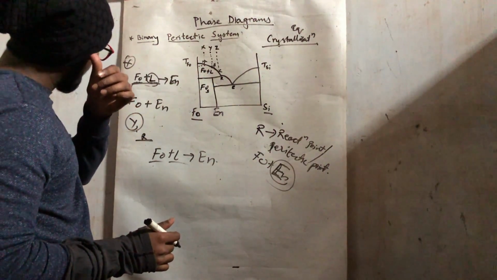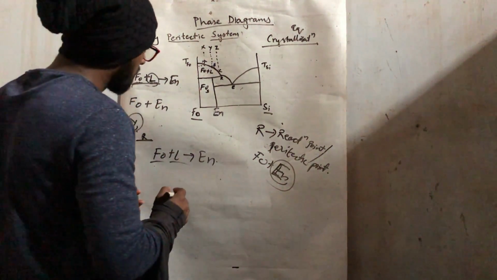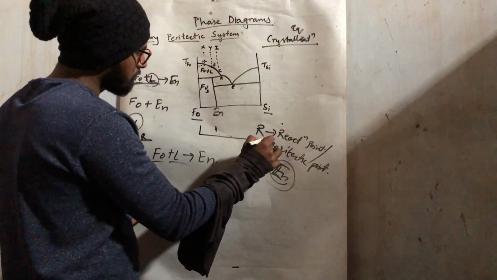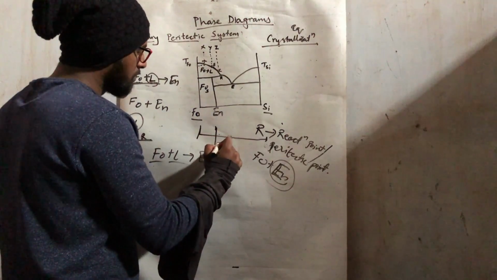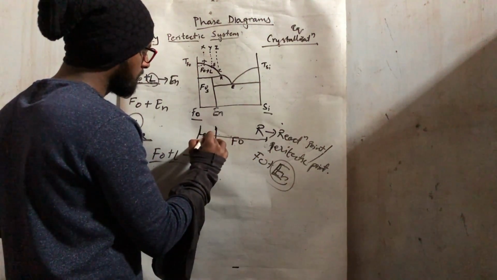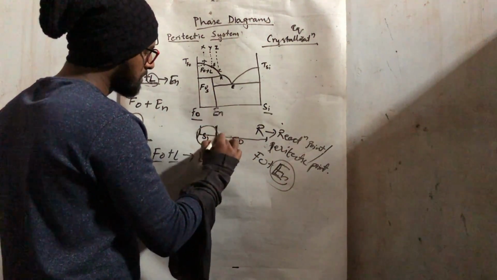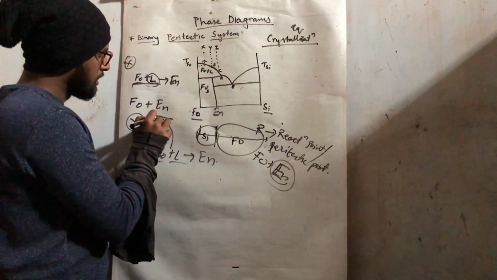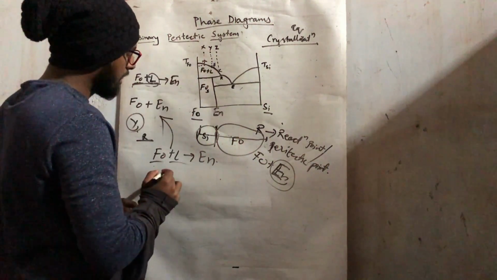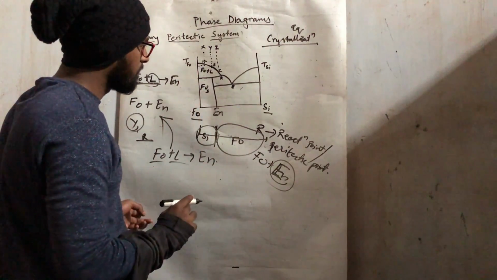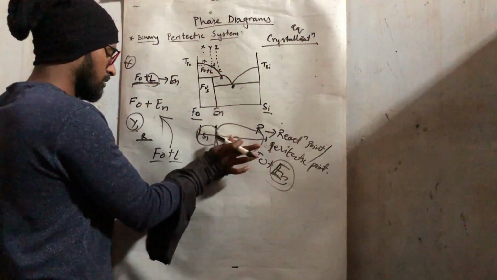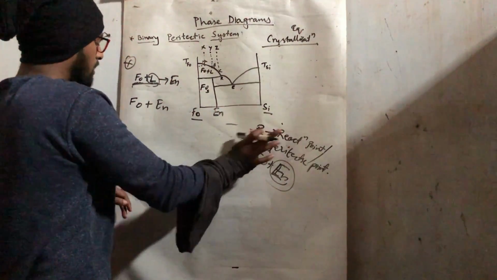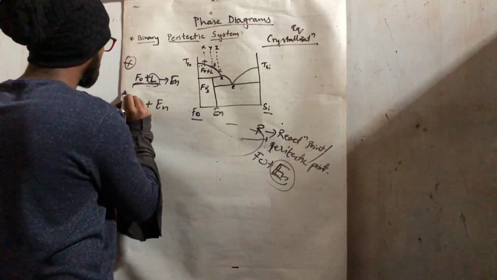And here also the percentage of forsterite is more. According to the lever rule, this will be the percentage of forsterite and this will be the percentage of silica. So the percentage of forsterite is still more. Therefore, the same thing will happen just like the one in X, the same process, so we don't need to discuss it in much detail. So now for Z.